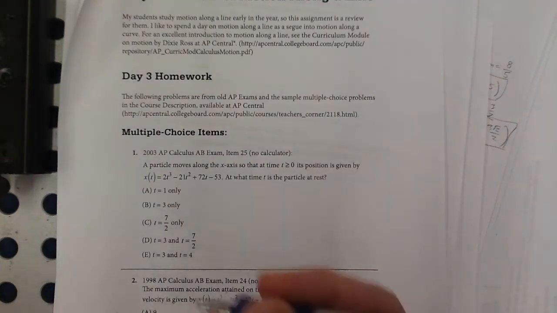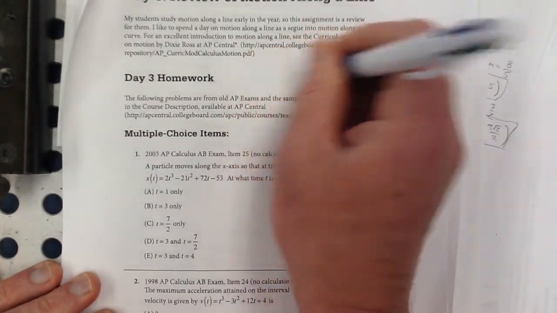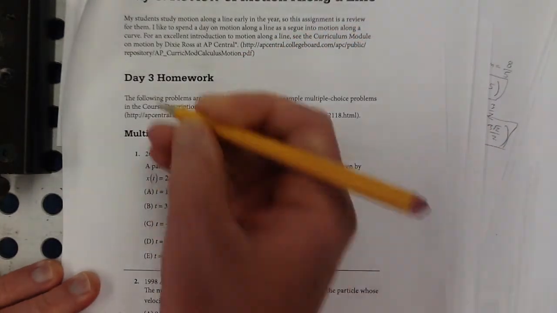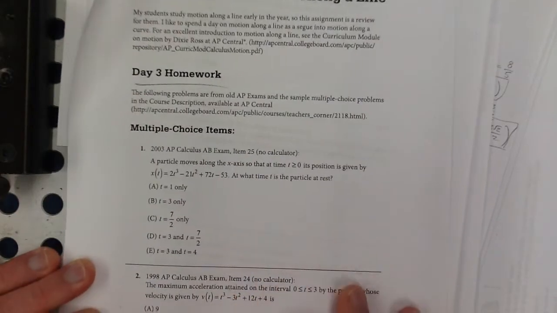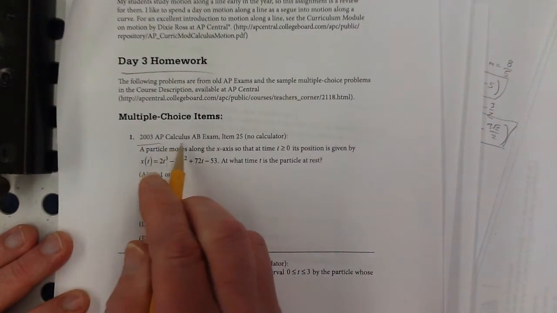All right, time to do day 3 homework on day 2. Oh, time to get a new pen. There we go. All right. The 2003 blah blah blah blah.